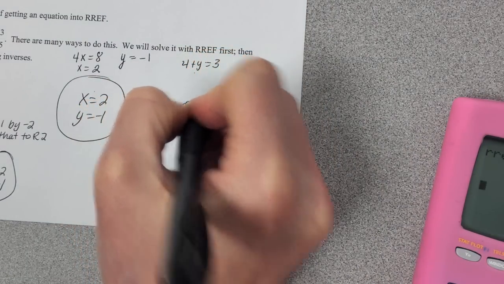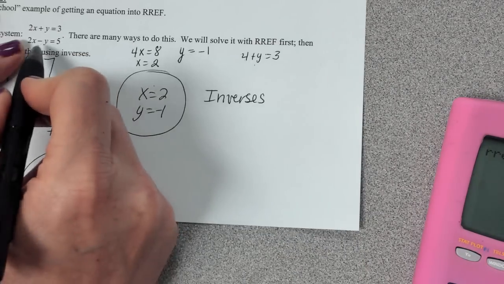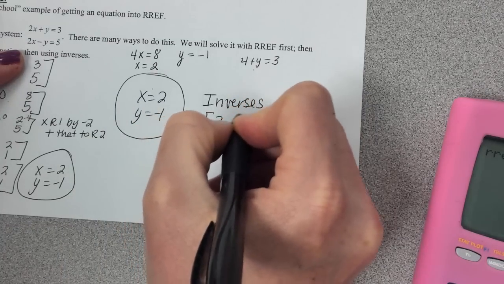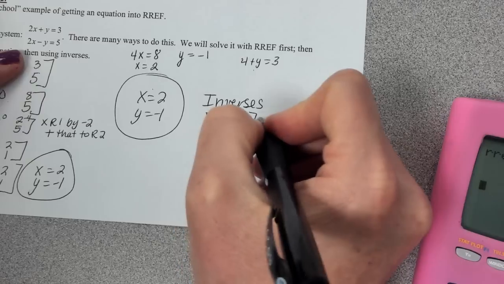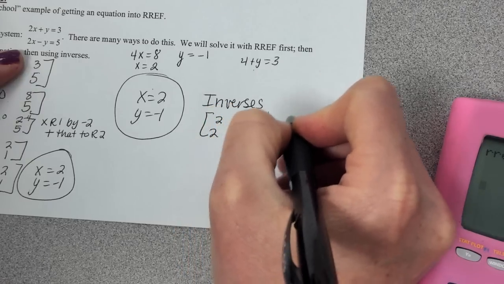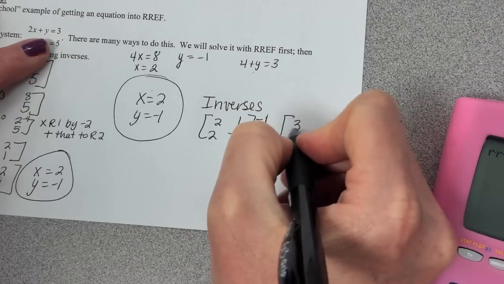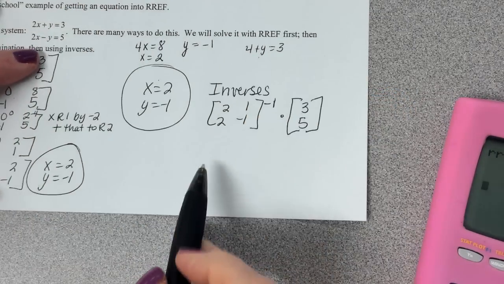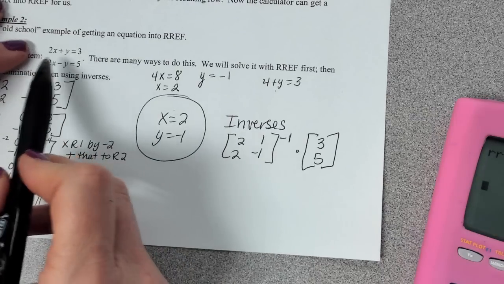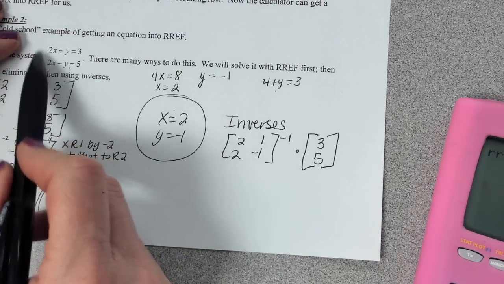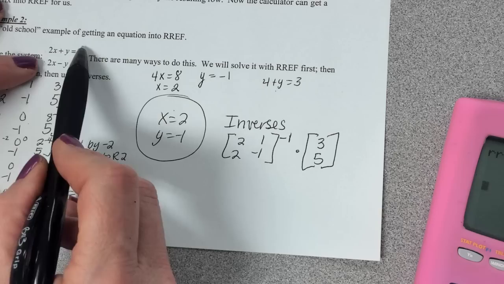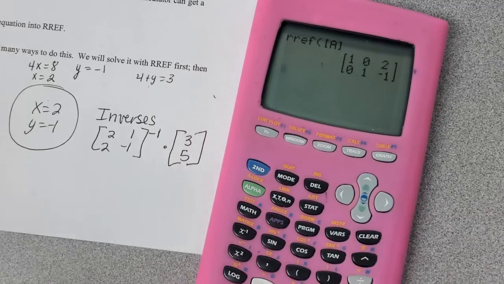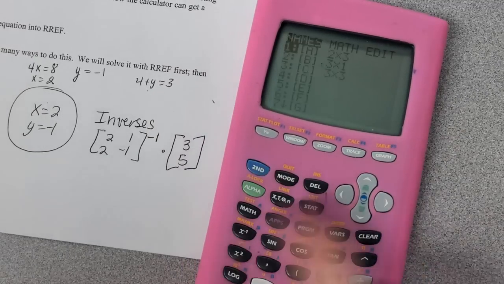To do this with inverses, I would take this matrix here, which is 2, 1, 2, negative 1, and I would have to do the inverse of this matrix times that matrix. Do you see what I'm doing? Here's the x and y values, so I would have to do the inverse of this times that. So just kind of watch how this would work. You don't need to follow along on your calculator.